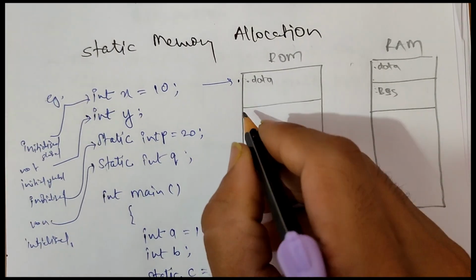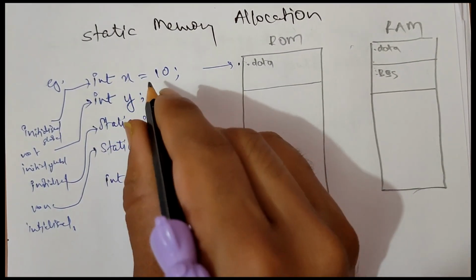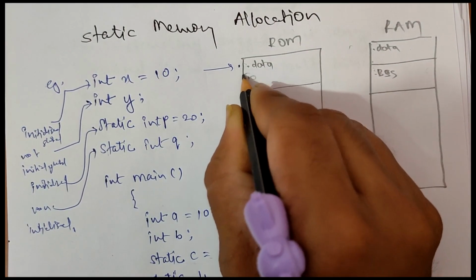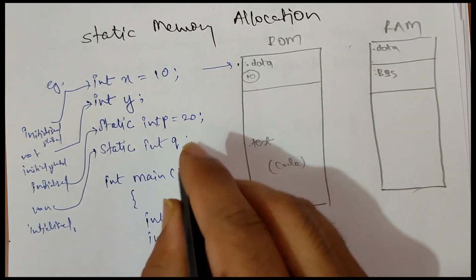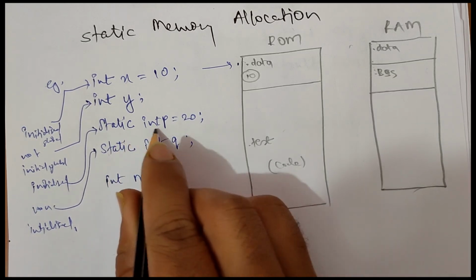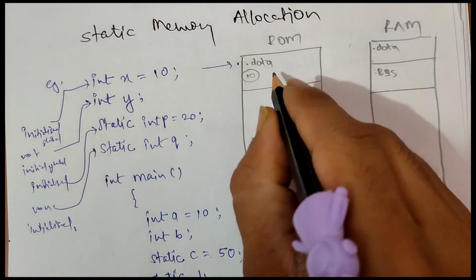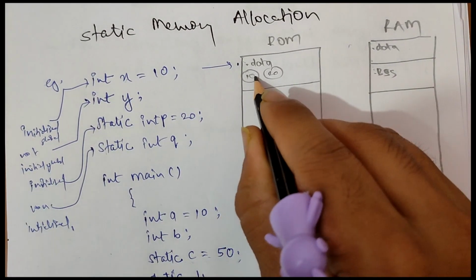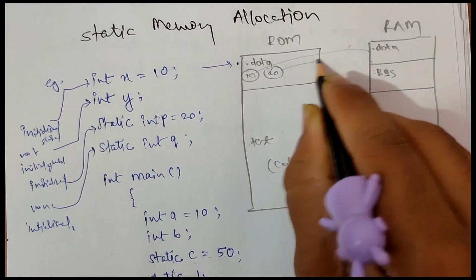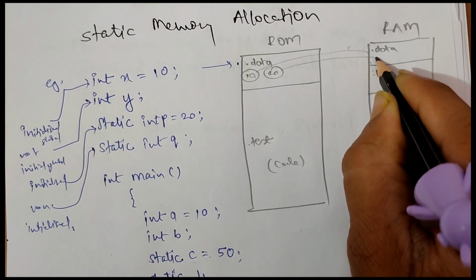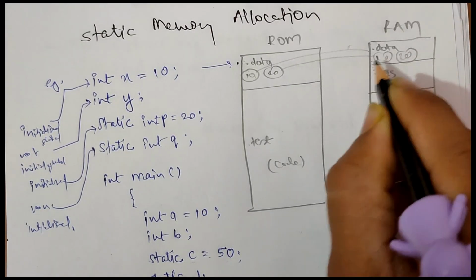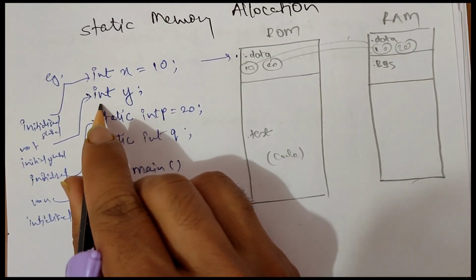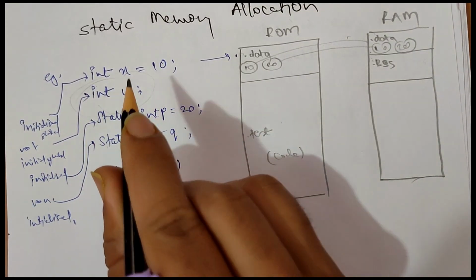So int x is equal to 10. This is an initialized global, so an initialized global is placed in data. Here also one more, int p is equal to 20, so 20 is placed here. We have seen that these are shifted to the RAM data section. So here 10, 20.